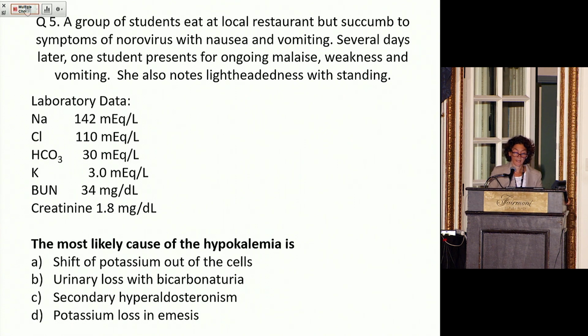The most likely cause of the hypokalemia is A, a shift of potassium out of cells, B, urinary loss of bicarbonate with bicarbonaturia, C, secondary hyperaldosteronism, and D, potassium loss with emesis.